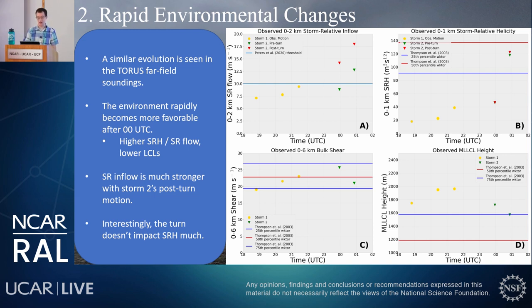One interesting thing I want to point out is that even though the storm-relative inflow increases a fair bit from the pre-turn to post-turn motion, SRH doesn't really jump a lot. And that's because if you look at where the motion ends up on the hodograph, although you have stronger storm-relative inflow, it moves a bit so that you have less streamwise vorticity. So there's maybe a bit more general vorticity in that layer, but the actual streamwise portion of it is a bit less. So the environment gets more favorable whether you look at the RAP or the actual observed TORUS soundings.